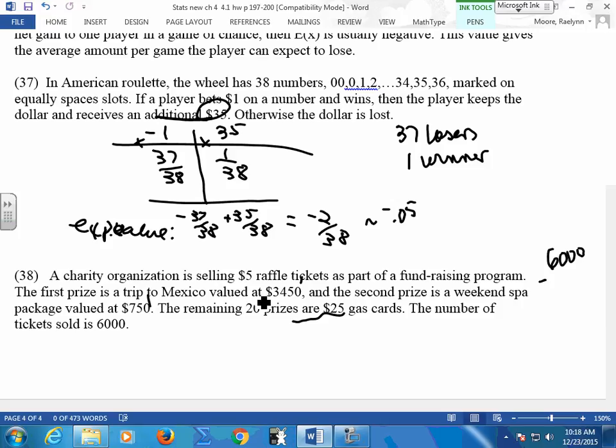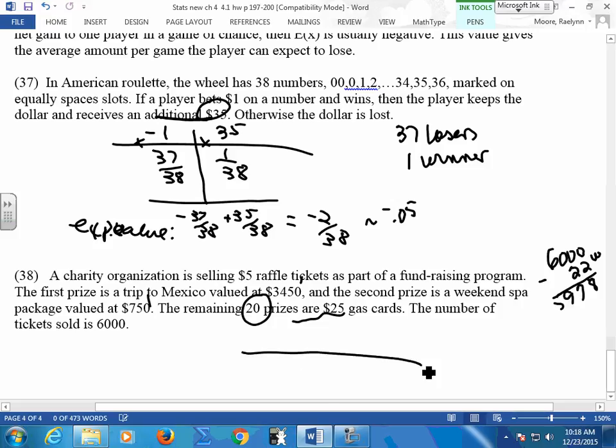2 plus 20, right? Because you still win. You win, so you have 22 tickets that are winners. Therefore, you have 5,978 losers. So you're going to lose $5. You're not geared to win this.